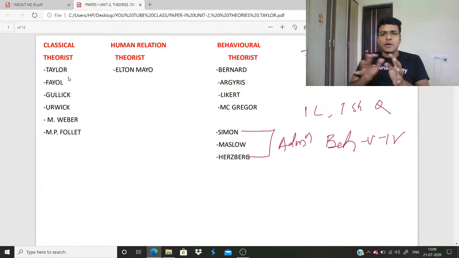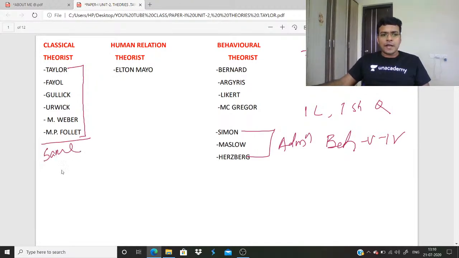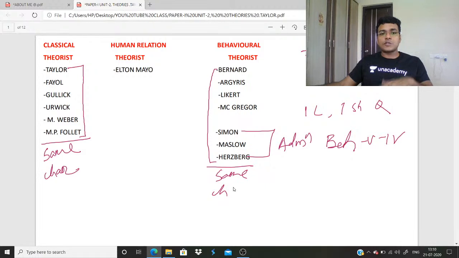So there is a difference between all those theorists. When these theorists belong to the same group, what do we presume? They all have the same character. Understand in this way that all classical theorists have the same character, and likewise the human relation and behavioral theorists. So now a question arises: when classical theorists had given their theorization, what was the need for human relation theorists and behavioral theorists to give their theorization?